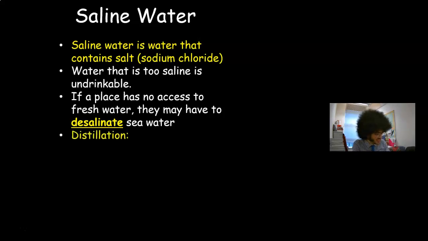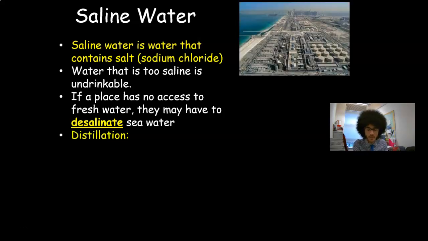Now, there are two ways in which you can desalinate water, which is taking the salt out. Now, one of them is distillation. Now, distillation happens on an industrial scale. The image I've shown here is from a massive desalination plant in Dubai, where they do distillation on a large scale. And what you basically do is you evaporate the water and then you condense it.